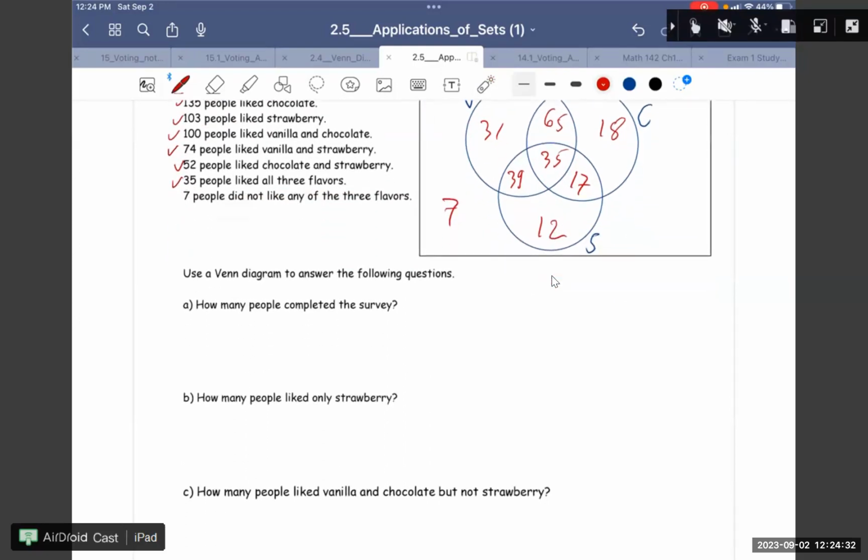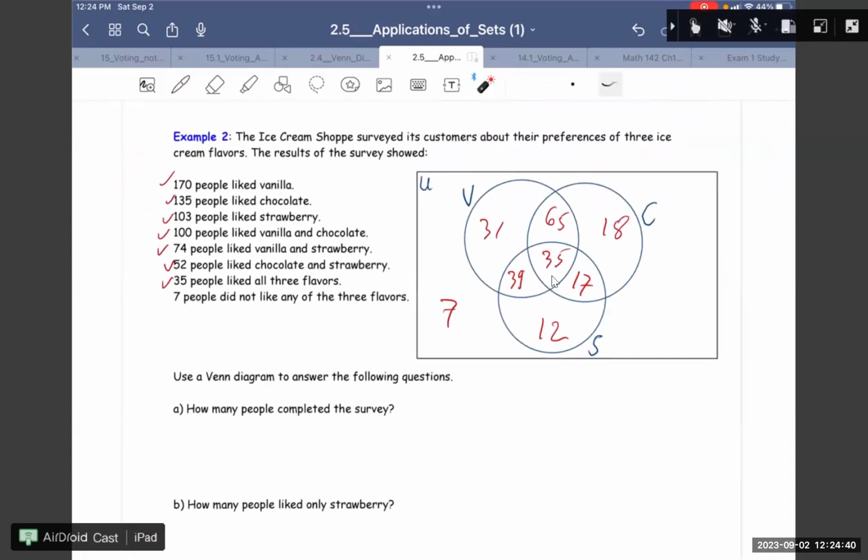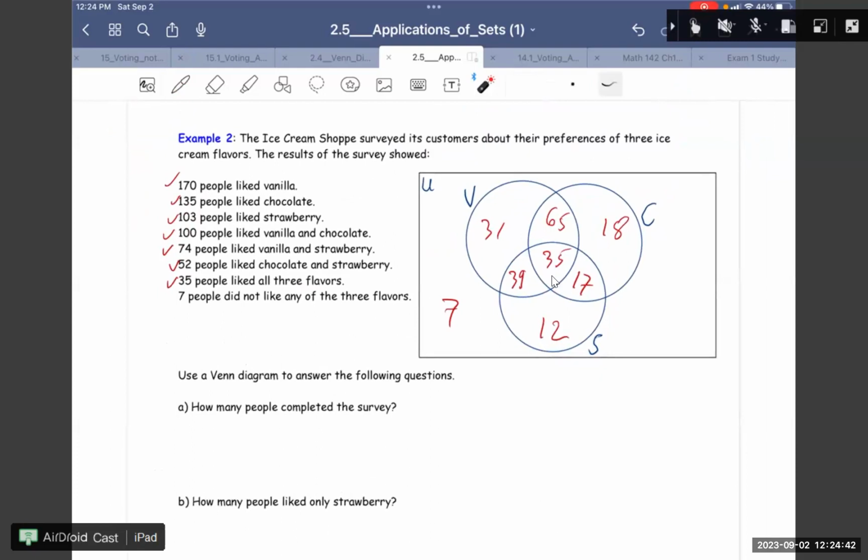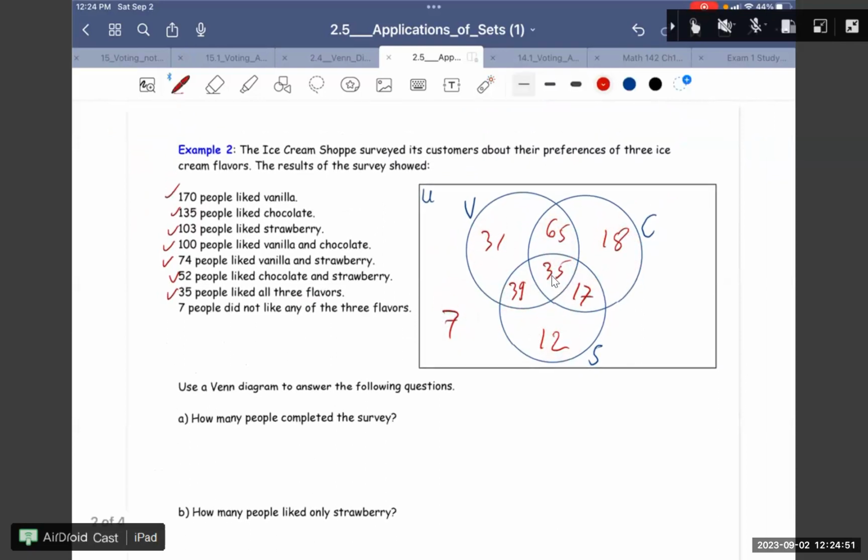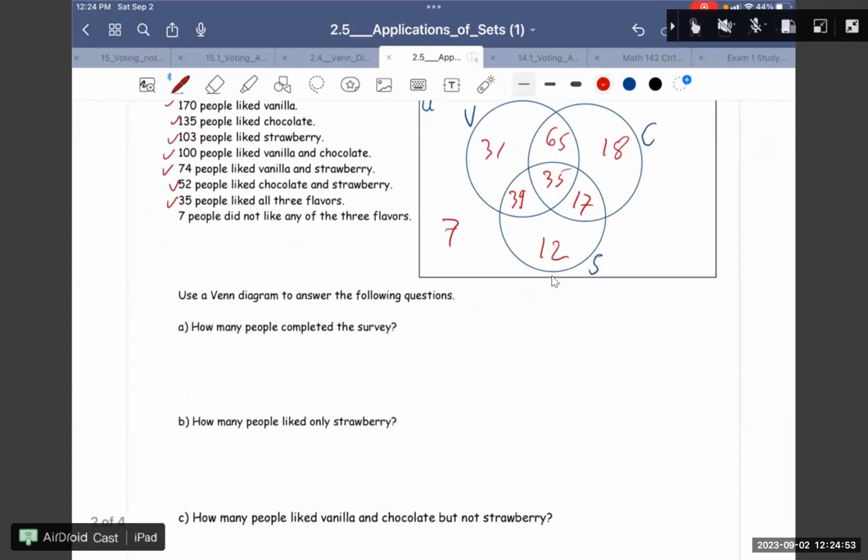So we use a diagram. So how many people complete the survey? How many people complete the surveys? So we add all these numbers up because this one is the total sample of people who did the surveys. So after we add all that up, we got 224. So 224 total people complete the surveys.